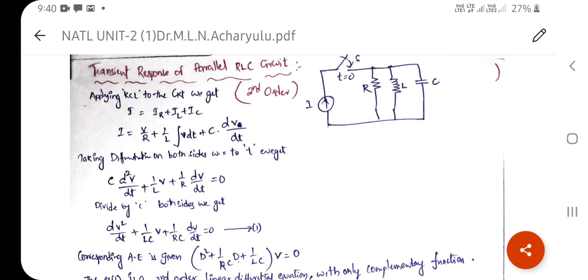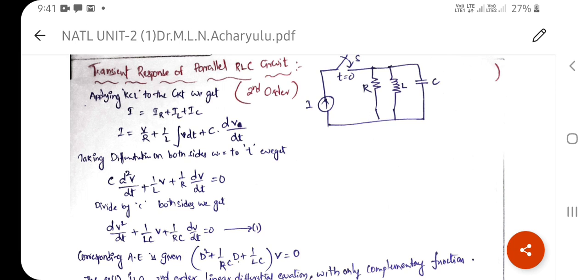What is IR? IR is the current passing through the resistance, which is V by R. IL is the current passing through the inductor, which is 1 by L times the integral of V dt. And through the capacitor it is C into dV by dt. So this is the combination of three currents which are in parallel. Therefore the voltage is the same, but the currents will be different.